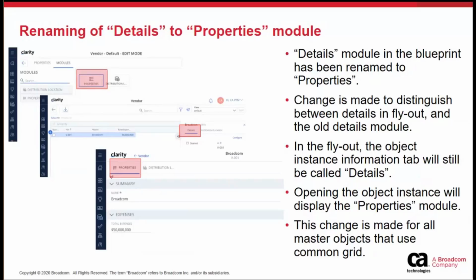So you now have a clear distinction between those as to which one is a detail, which one is the properties. These changes are made for all the master objects that use the common grid. So that means project objects, ideas, custom investment, all of these now will have these changes made to them. So you will now start seeing properties instead of details.